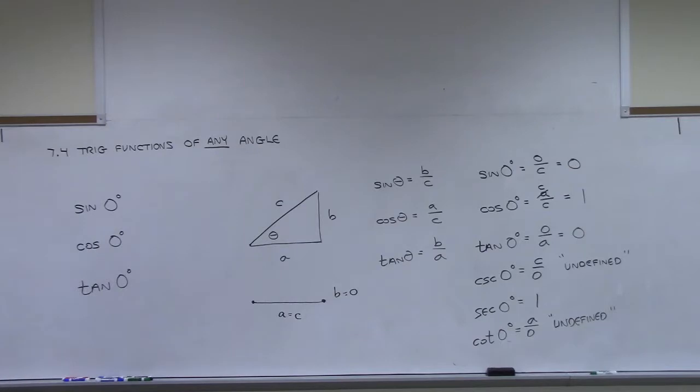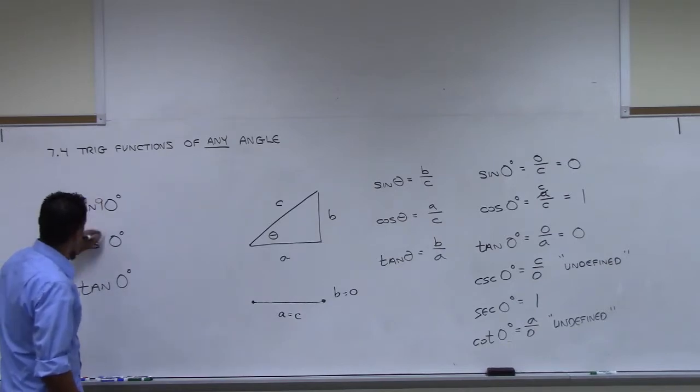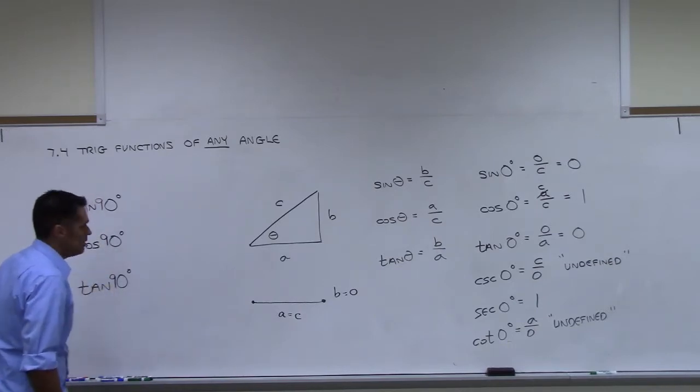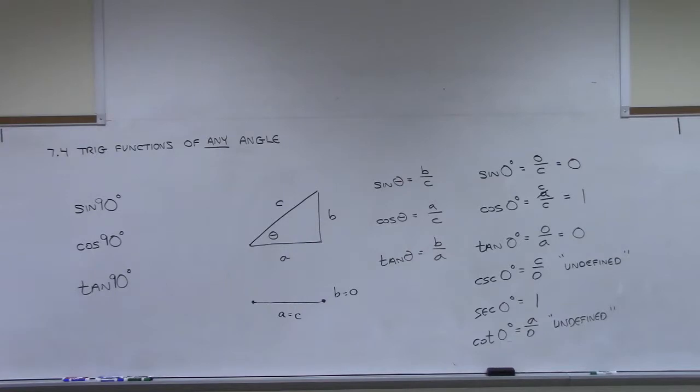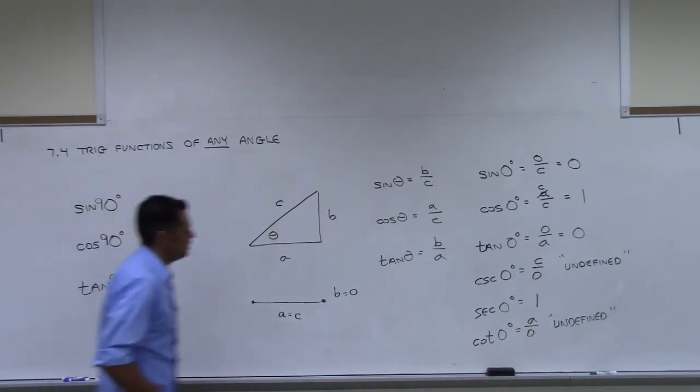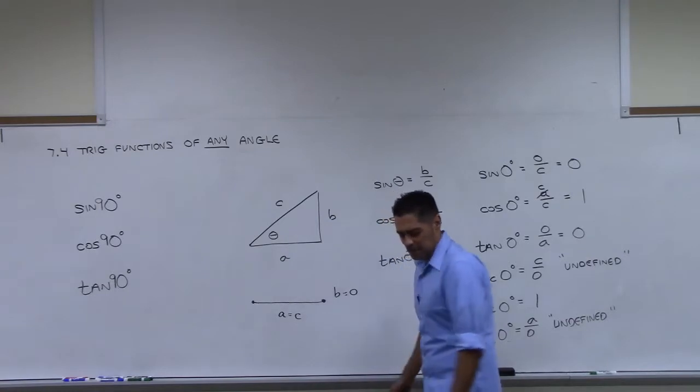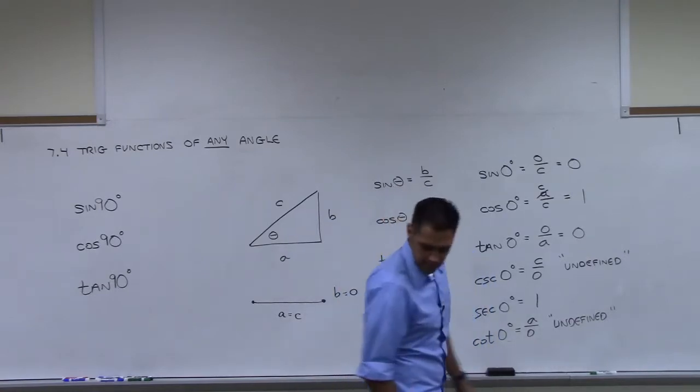All right, let's try the same things for 90 degrees. So what would happen if we change this to 90 degrees, 90 degrees, 90 degrees? Well, that's going to be weird, because can you even draw a triangle that way? I mean, I can't really draw a triangle that does that.